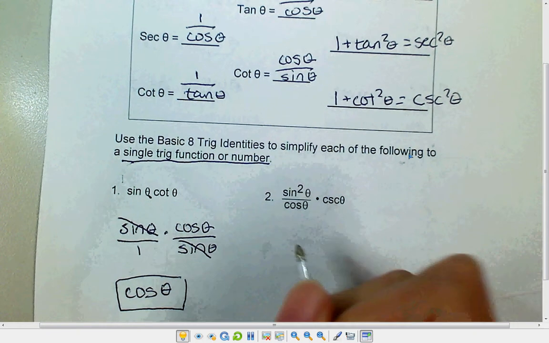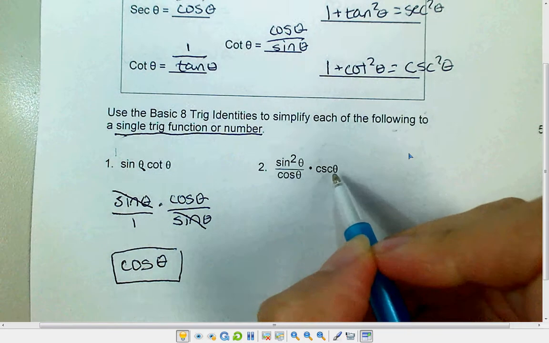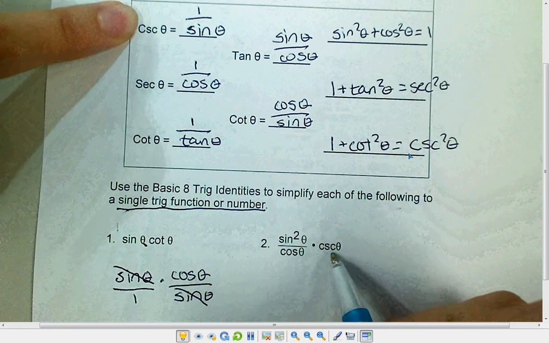Okay, so let's take a look at number 2. So we have sine squared over cosine times cosecant. So now cosecant is one of our reciprocal ones. So I'm going to use this one right here, and I'm going to rewrite this as 1 over sine.